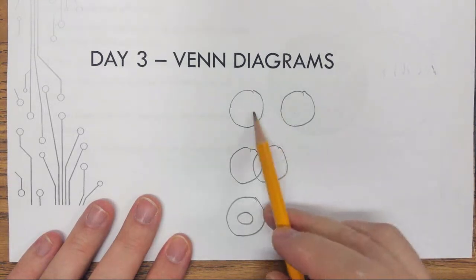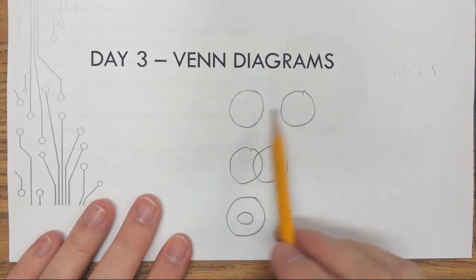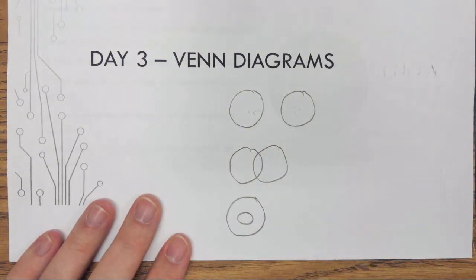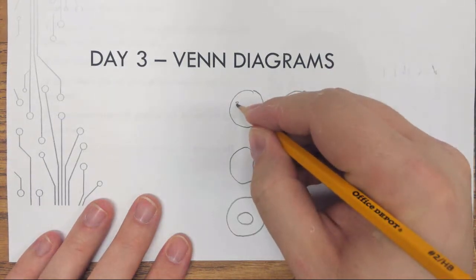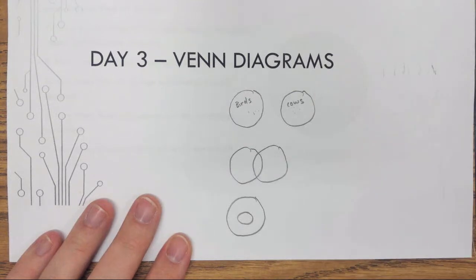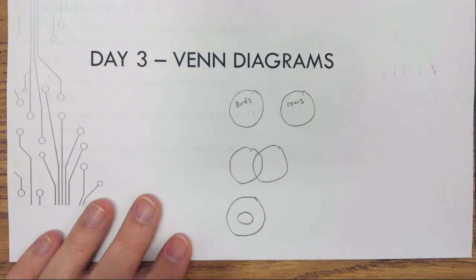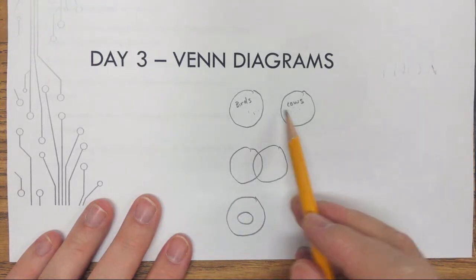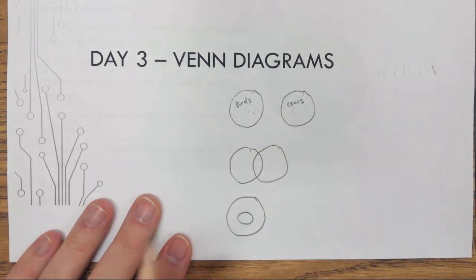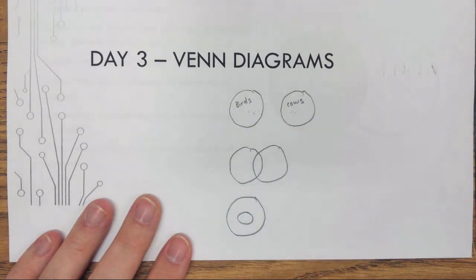When I have two circles like this, it means that the two items that I'm comparing have no relationship between each other. Okay? So like birds and cows. So if this is birds and this is cows, well, birds and cows are completely different things. So there's not any cows that are birds. That makes sense? So there's no real relationship between those things.